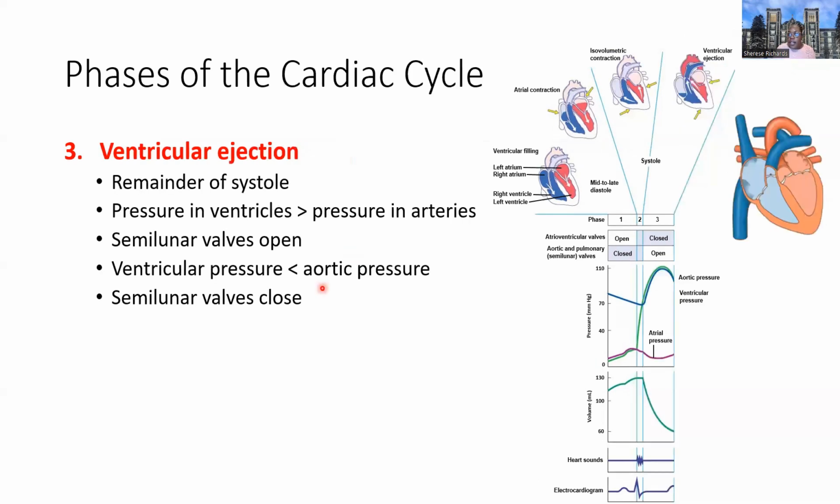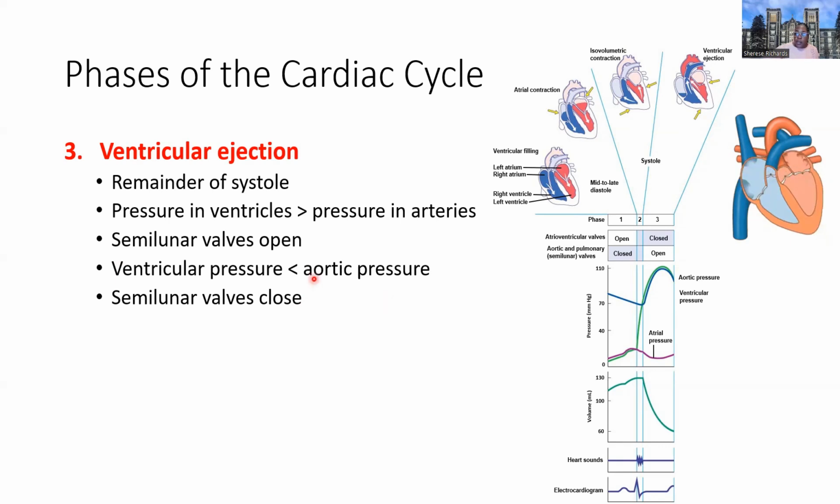Let's look at phase three. Phase three is ventricular ejection. Now that the pressure in the ventricle has risen, it's higher than the pressure in the artery, and we can see passive opening of the semilunar valves. Here the pressure in the ventricle exceeds the pressure in the arteries, and this is the remainder of ventricular systole, where blood is forcefully ejected from the ventricle out into both the pulmonary artery and the aorta.